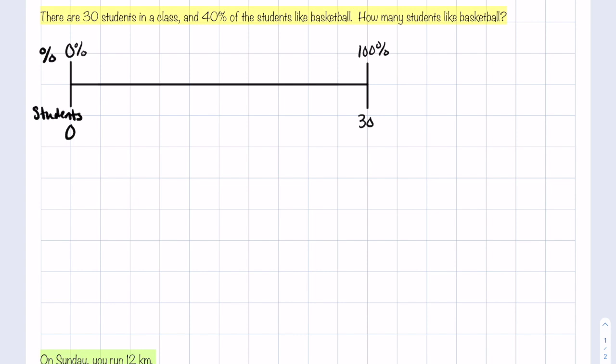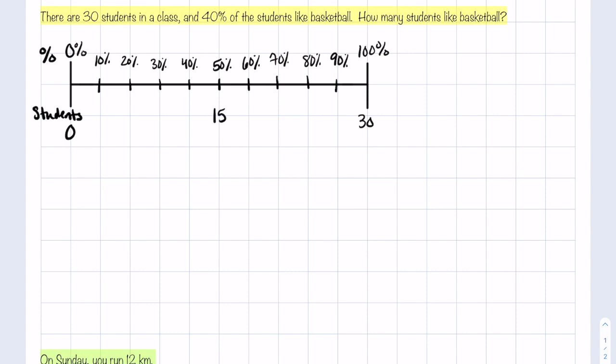So if we're thinking about how we want to break up the 100%, it would make sense in this case to break it up in increments of 10% because we would then see 40% on the number line. So we're going to label the percents, 10%, 20%, 50% is half of the class. And now we can work on filling in the bottom part of our number line. So if 100% of the class is 30 students, 50% or half of the class would be 15 students.